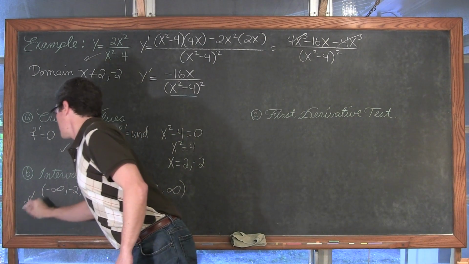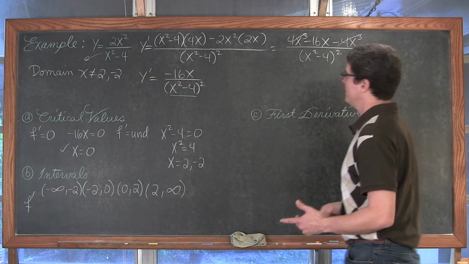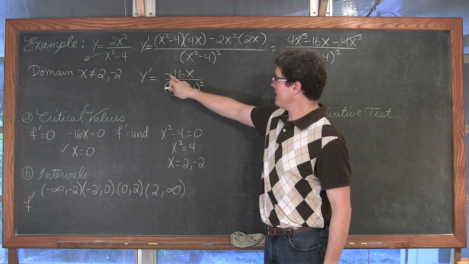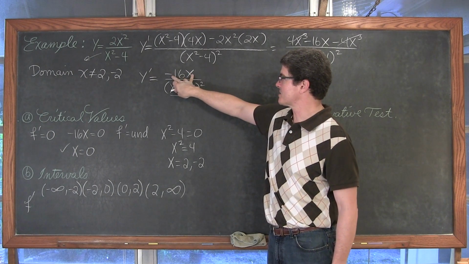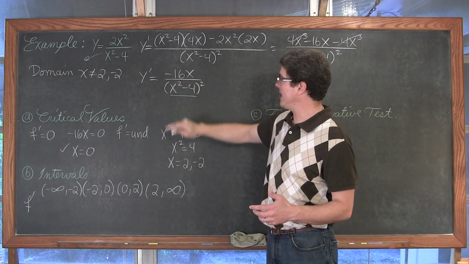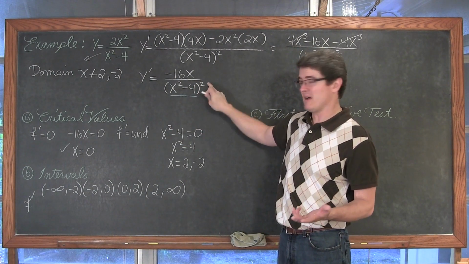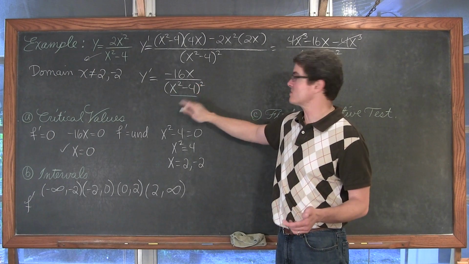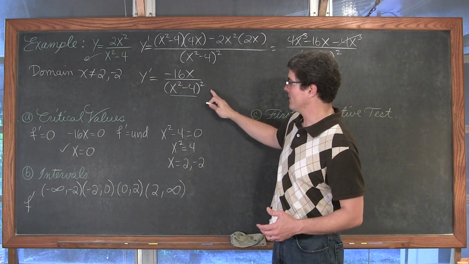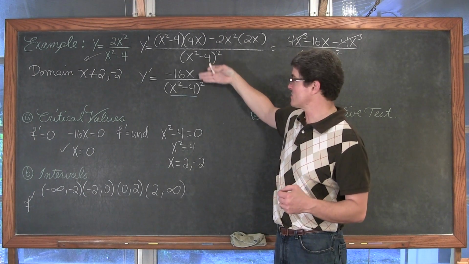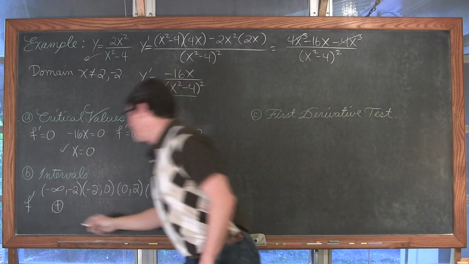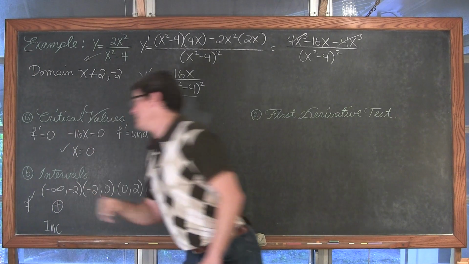And we're looking for signs of our first derivative. So if I plug negative 3 in for x, negative 3 times negative 16 is going to be positive 48. And the denominator I know is going to be positive because the entire expression is being squared. So even if x squared minus 4 comes out to be negative, it's going to become positive because of that power of 2. So I plug in a negative, it becomes positive, it's over positive, so the first derivative is going to be positive, or the function is going to be increasing on that interval.